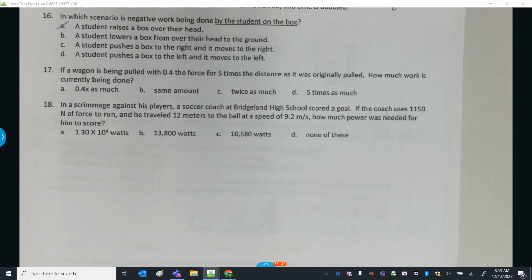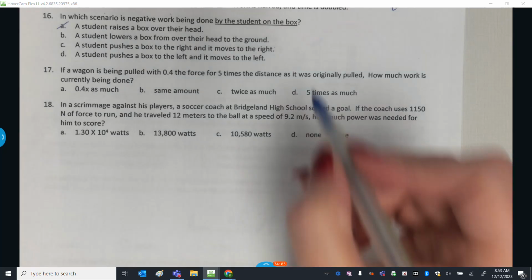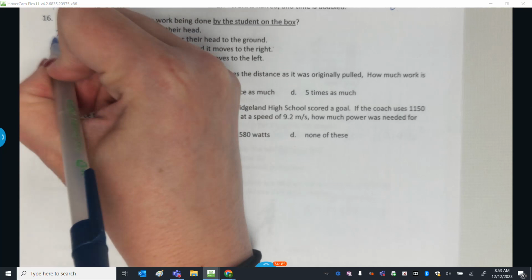B says a student lowers a box from over their head to the ground. You're still going to be supporting the weight of the object. If you pick something up like I'm doing right now with my calculator and I lower it, I'm still pushing up on the calculator, but my displacement is down. And so in that example, my force and my displacement are opposite, and this is the answer to the question.